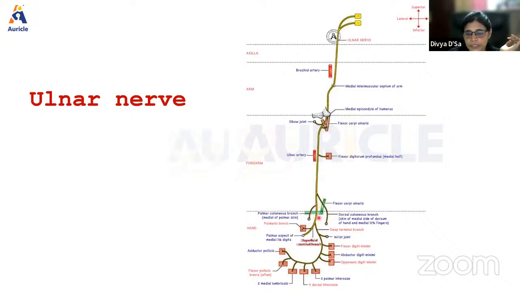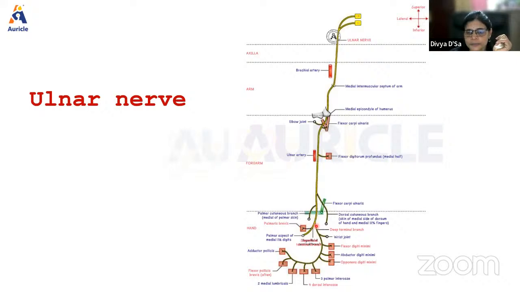Then the nerve will pass over the flexor retinaculum, where it will divide into superficial and deep branches. The superficial branch will supply the skin: the medial one-third of the palm, as well as the medial 1.5 digits. The deep branch will also supply a superficial muscle, the subcutaneous muscle, palmaris brevis.